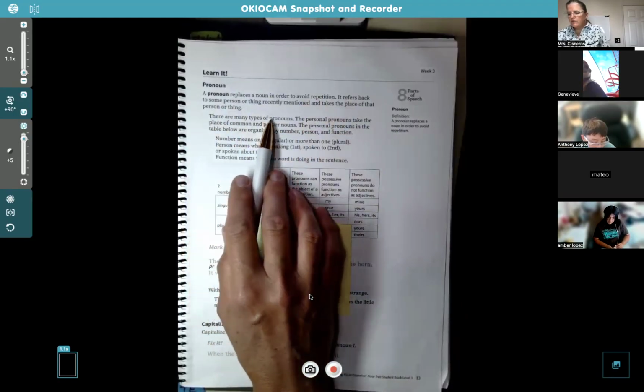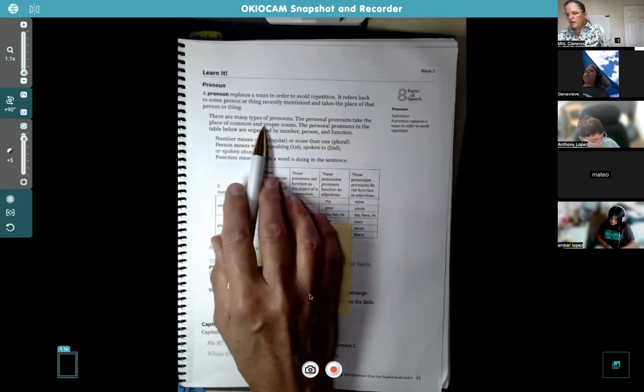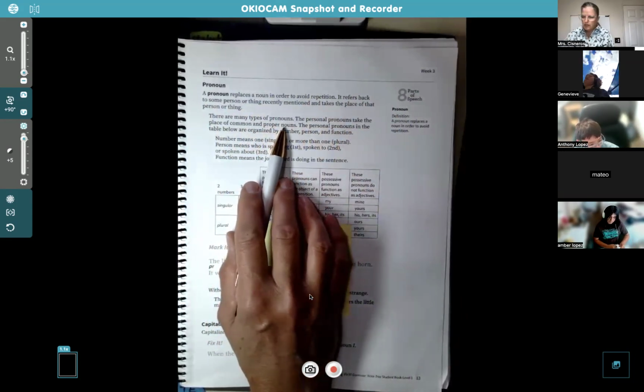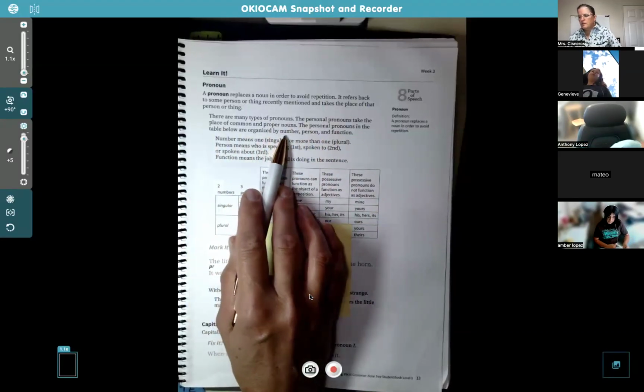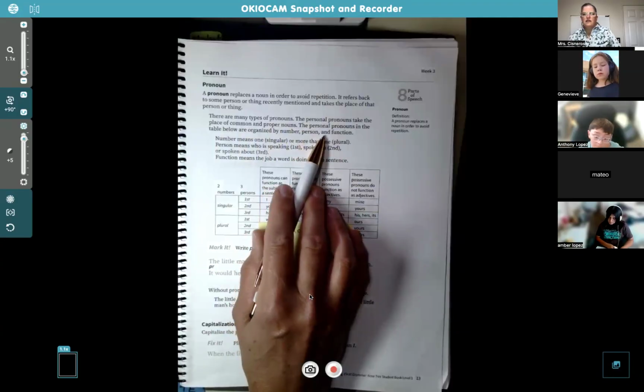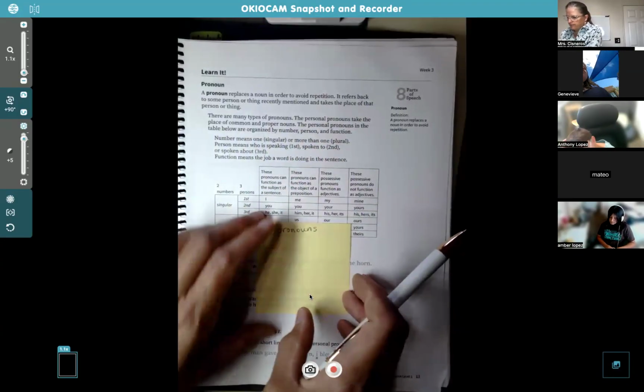There are many types of pronouns. The personal pronouns take the place of common and proper nouns, that's what they do. The personal pronouns in this table below are organized by number, person, and function. So let's look at this chart.